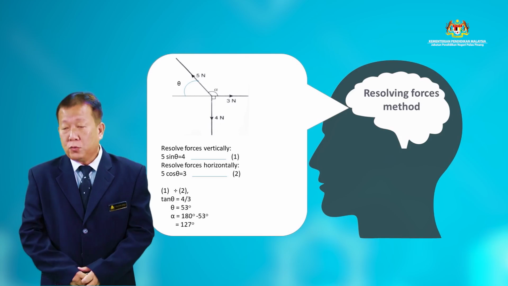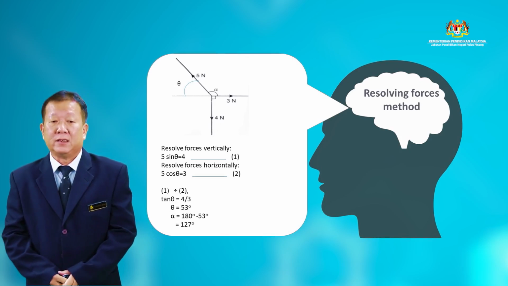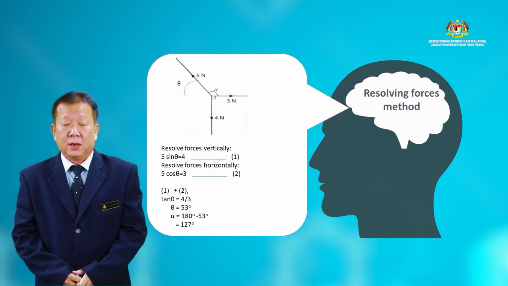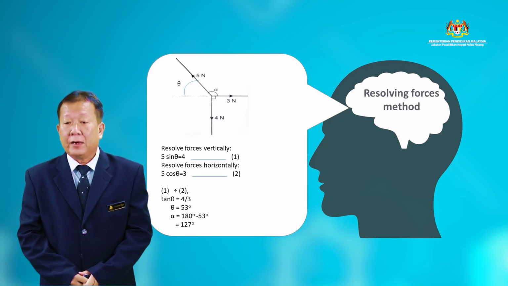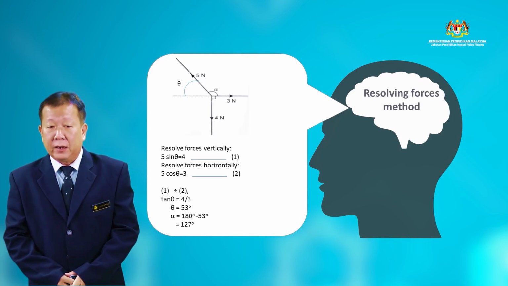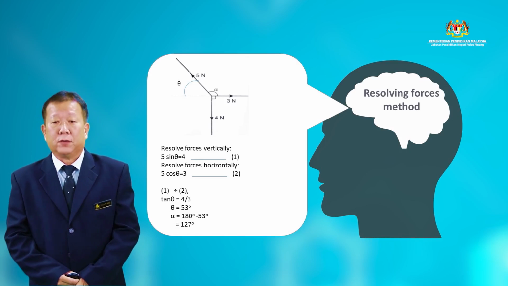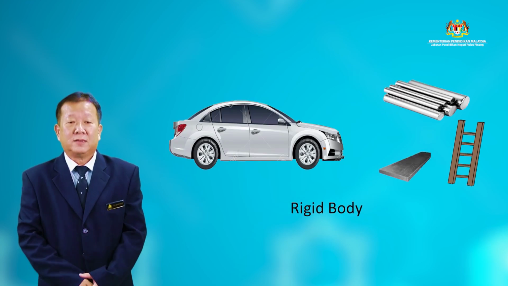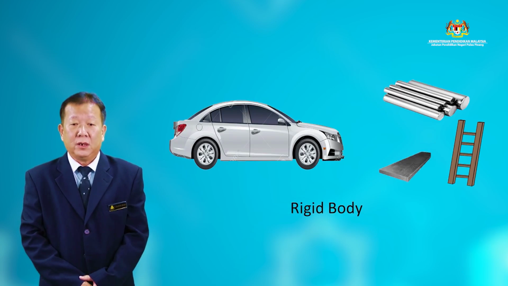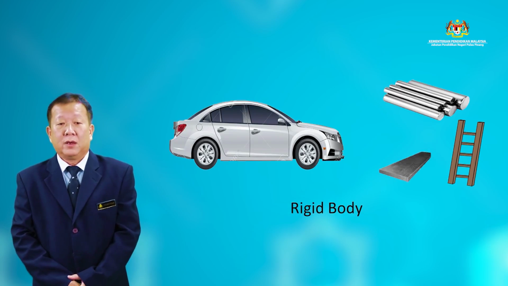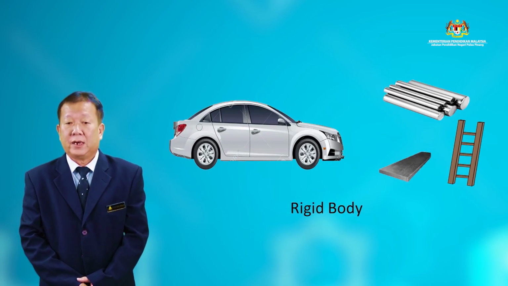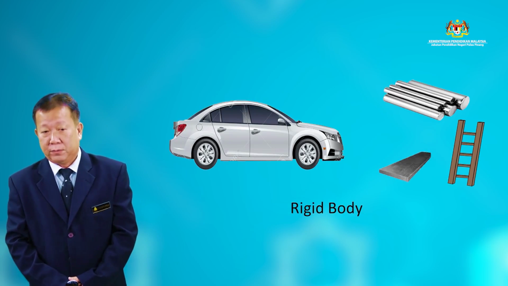Even though there are two methods to solve problems of static equilibrium of a particle, if there are many forces acting on the particle and a triangle of forces cannot be drawn, then resolution of forces should be used. Let's look at a rigid body in static equilibrium. A rigid body is an object that is hard to change shape.